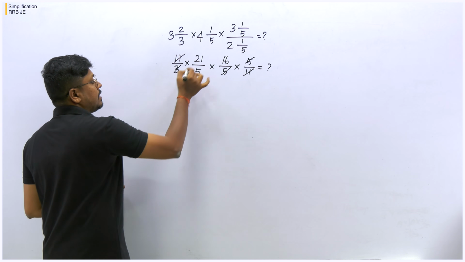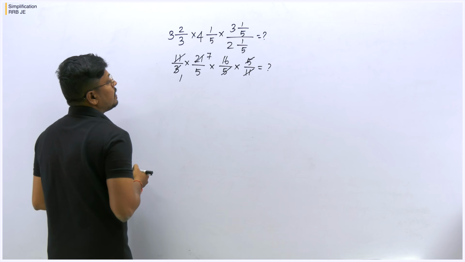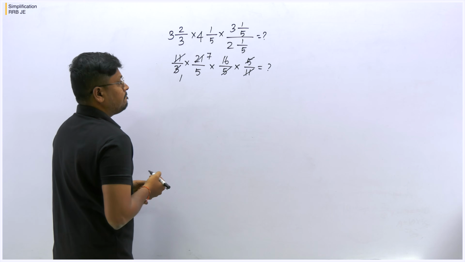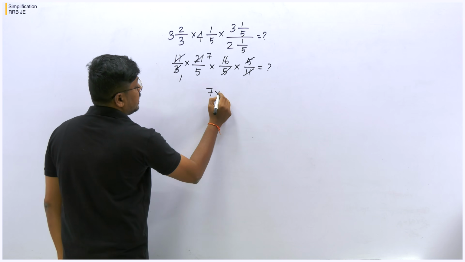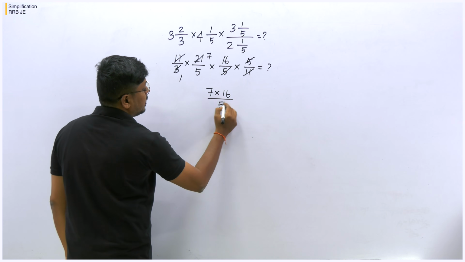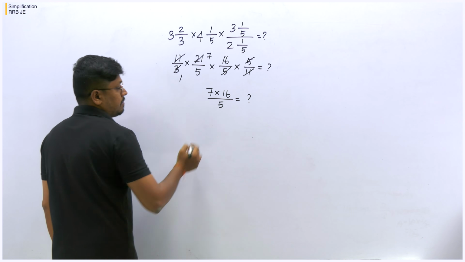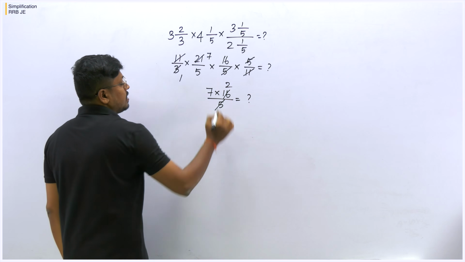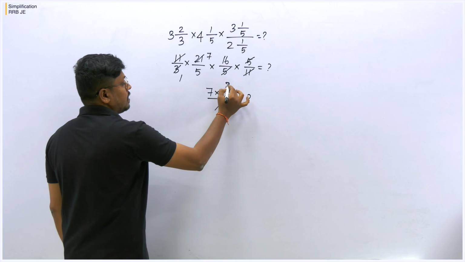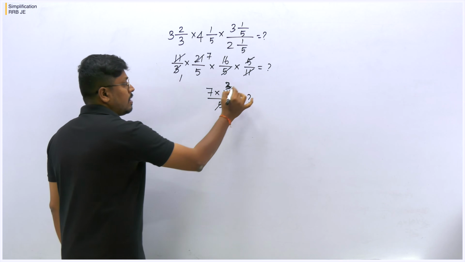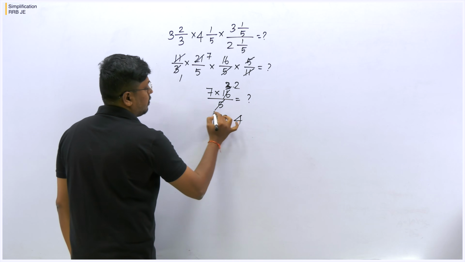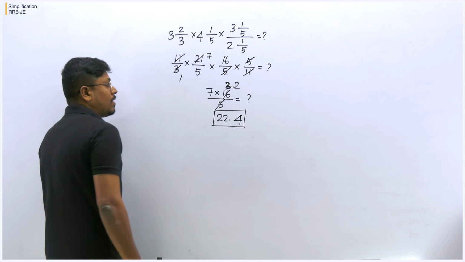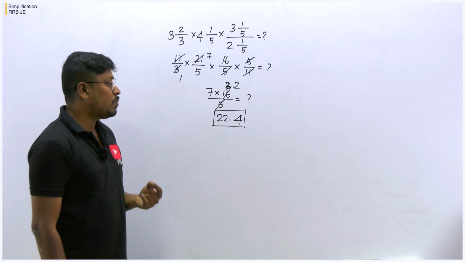1 3s are 3, 7 3s are 21. The remaining, we can't cancel any numbers. So the numbers that we have remaining are 7 by 16 divided by 5 is equal to question mark. So cancel this on the 5 table. 5 3s are 15, 5 3s are 15, remaining will be 1, 5 2s are 10, 7 2s are 14, so 22.4. So the answer for the first question is 22.4.